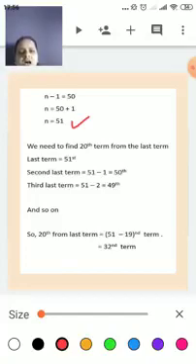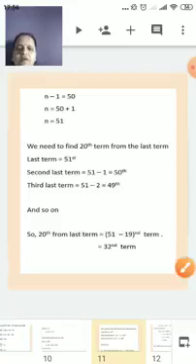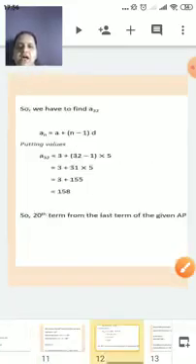The 20th last term will become what? 51 minus 19 terms. So including that 51st term, if you subtract 19 terms, the 32nd term will become the 20th term from the last. So we will find T32. Now let us see how to find it. Same formula we will apply over here again and find the answer.